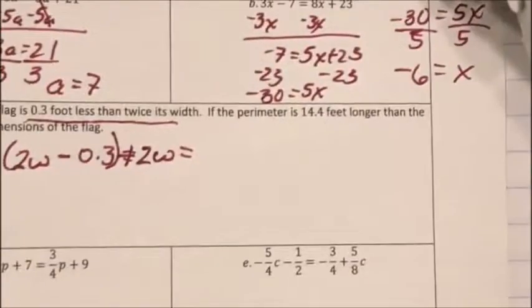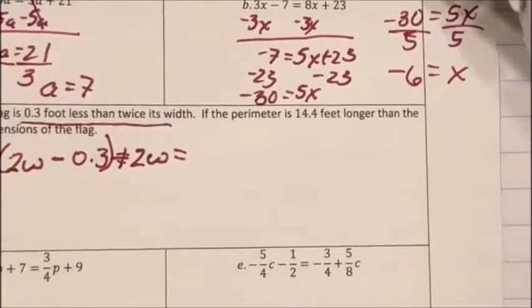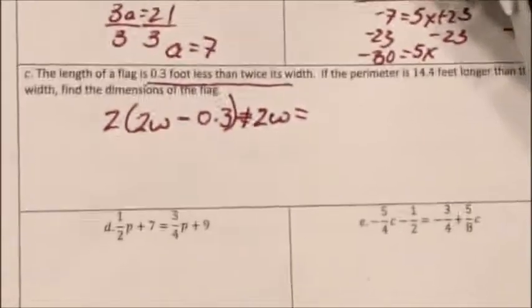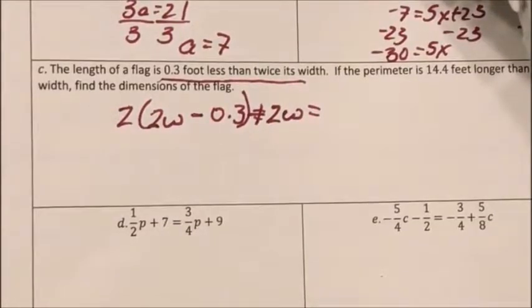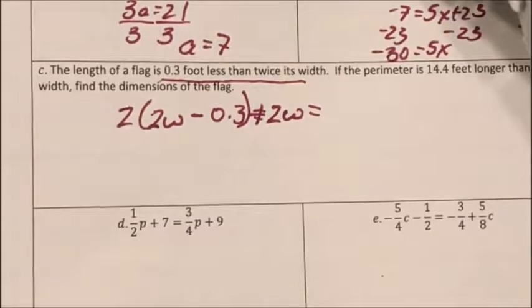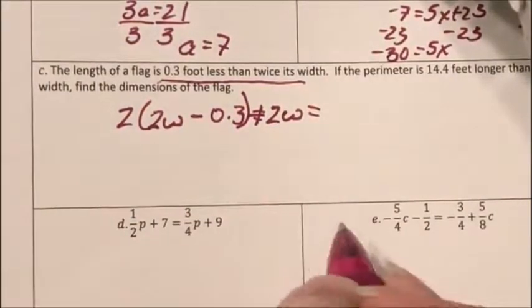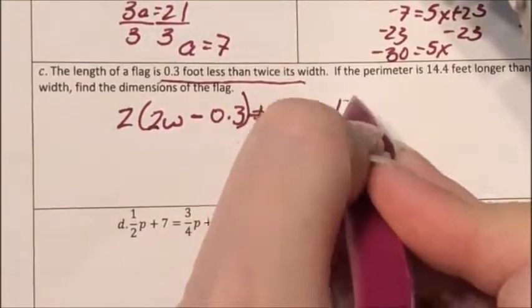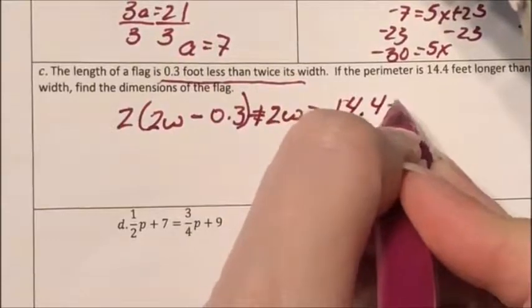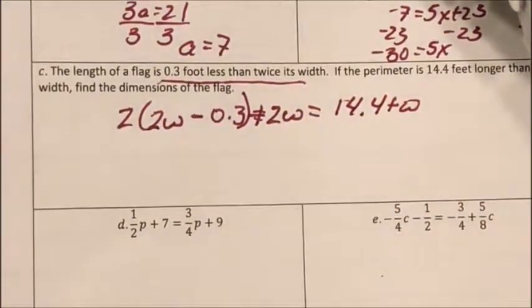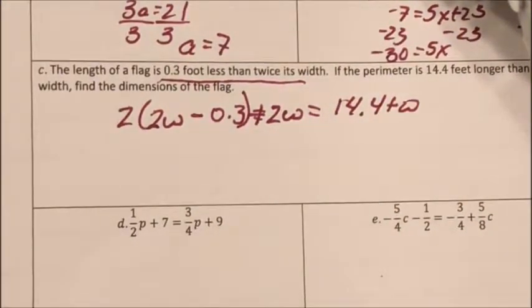And the perimeter is 14.4 feet longer than the width. So I take the perimeter, because this is what the perimeter is: 14.4 plus w. Okay, now I can solve. All right, so I'm going to go ahead and solve this.